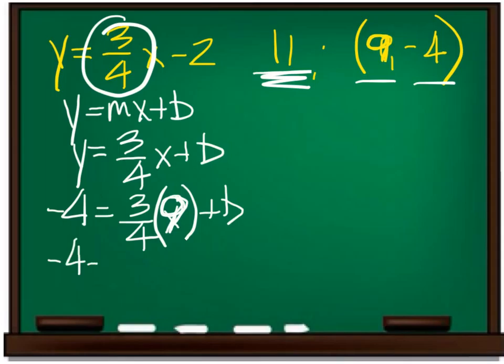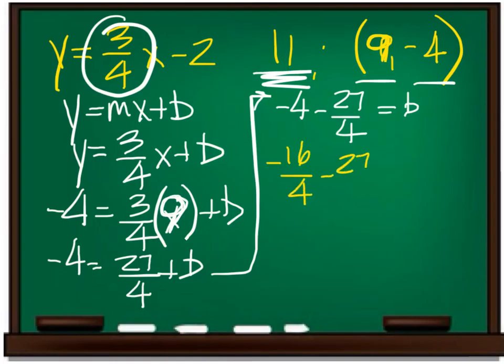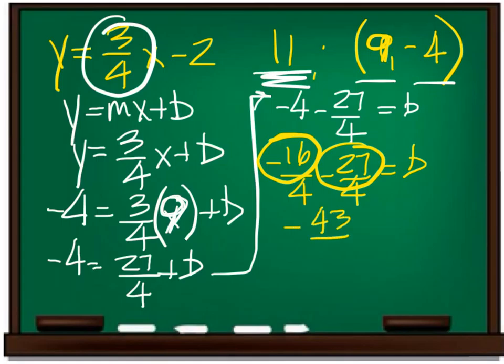So that's going to be negative 4 equals 27/4 plus b. And when you move that to the left, it's negative 4 minus 27/4 equals b. A common denominator would get you negative 16/4 minus 27/4. So negative 16 minus 27 is a negative 43/4.